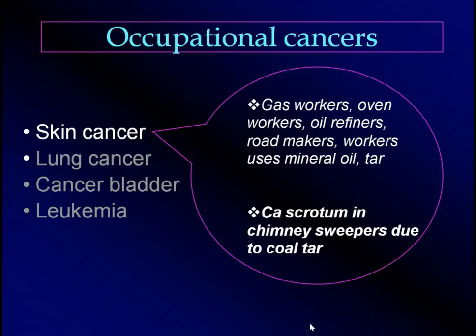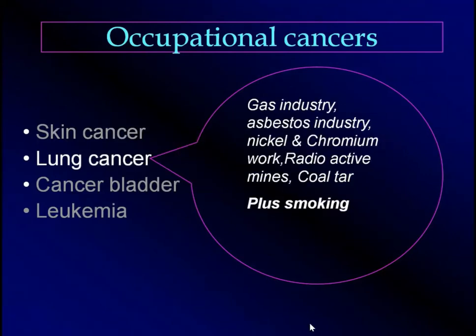And the first skin cancer that was noticed way back was carcinoma scrotum, which was observed in chimney sweepers due to coal tar. Those who get exposed to coal tar. So carcinoma scrotum is the first skin cancer that was noticed, in chimney sweepers. Next cancer is lung cancer. Lung cancer is most commonly seen in gas industries, asbestos industries, nickel and chromium industries, radioactive mines and coal tar. So these are the industries where you can commonly see lung cancer. These lung cancers usually get aggravated in people who have a history of smoking.